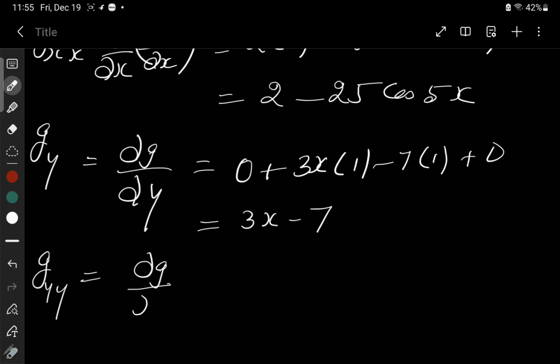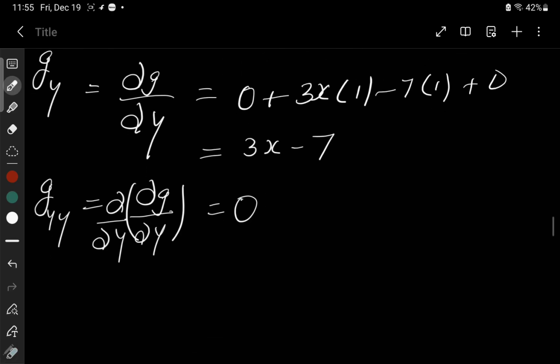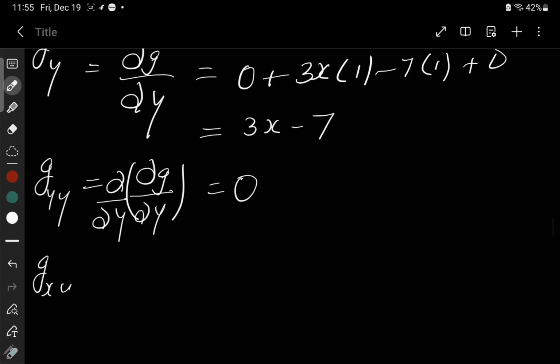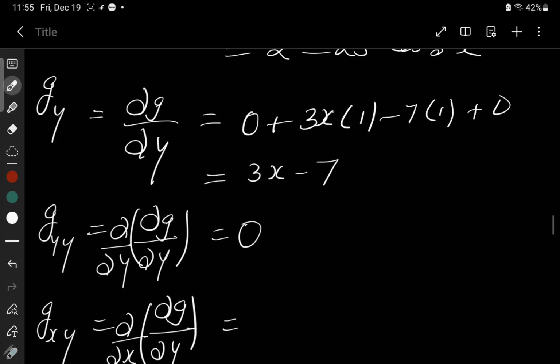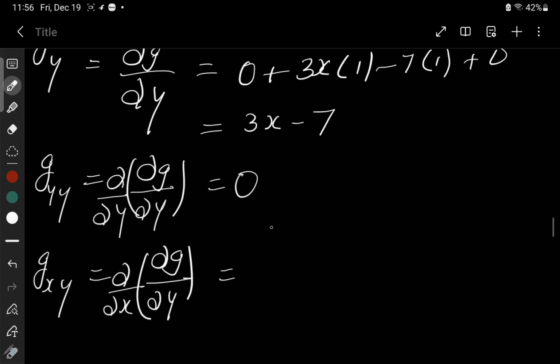Next is gyy. Differentiate this dou g by dou y with respect to y. See here, no y terms here. All the terms are x terms. So you will get the answer as 0. Next is gxy. Differentiate dou g by dou y with respect to x. Dou g by dou y here we have 3x minus 7. So 3 constant, if I differentiate x you will get 1. 7 is 0. So just 3 you will get.